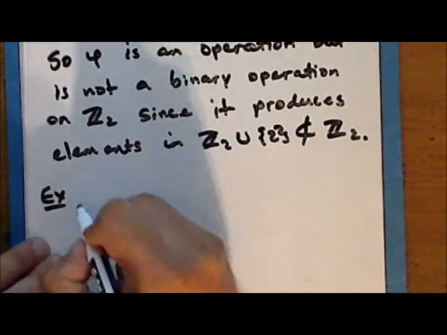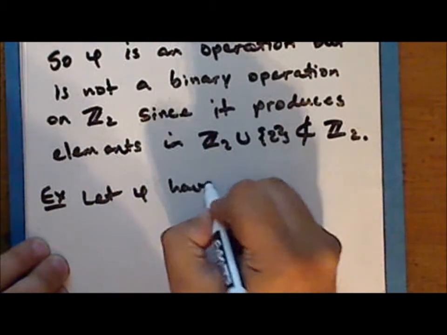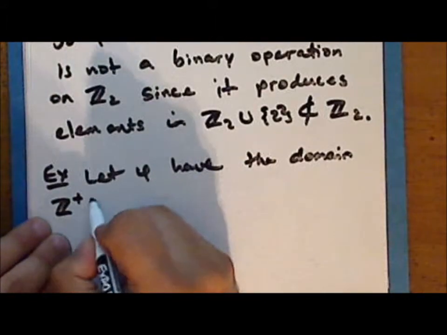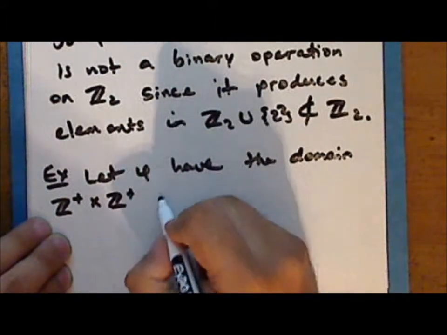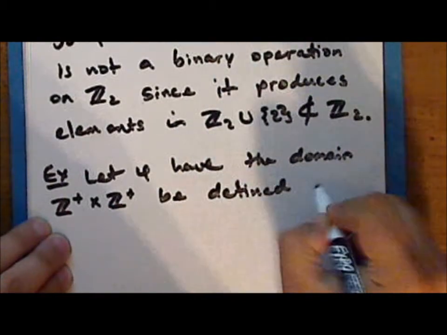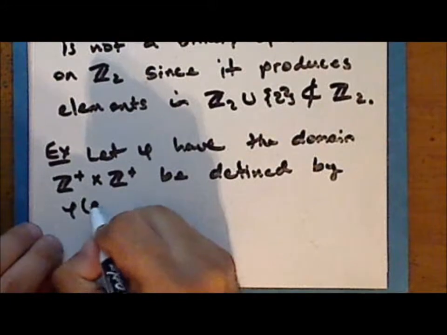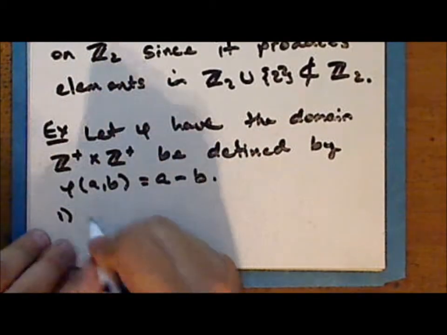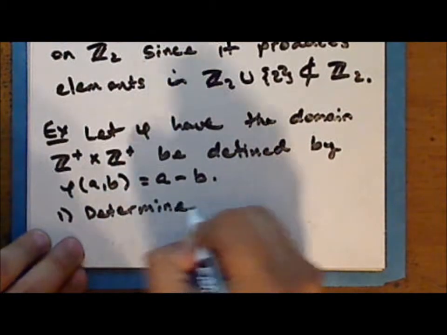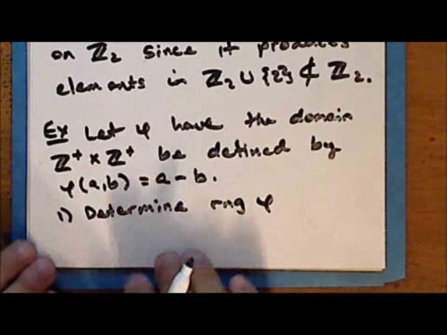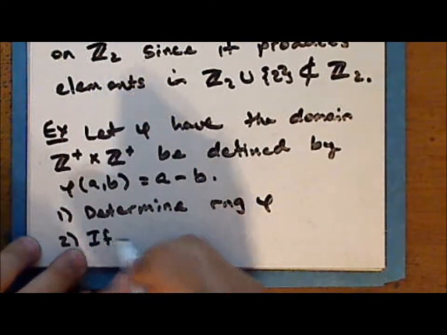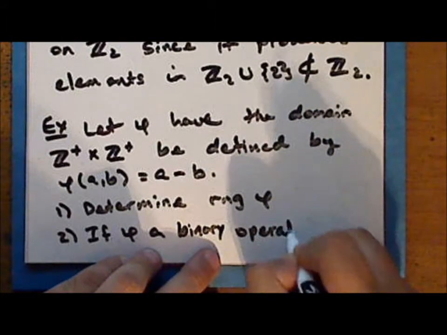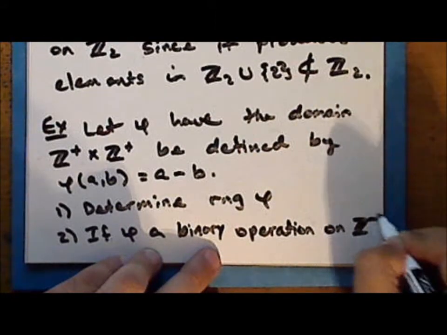So as an exercise, let the function phi have the domain of the Cartesian product of the set of positive integers with itself, and let this function be defined by phi of the ordered pair (a, b) is the difference a minus b. First, determine the range of this function, and second, answer the question, is the function phi a binary operation on the set of integers, correction, the set of positive integers?